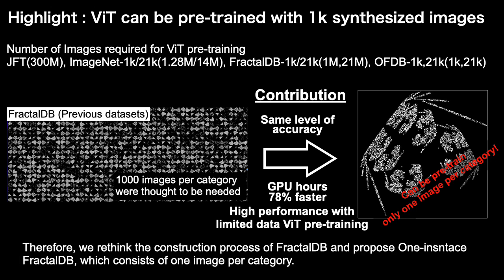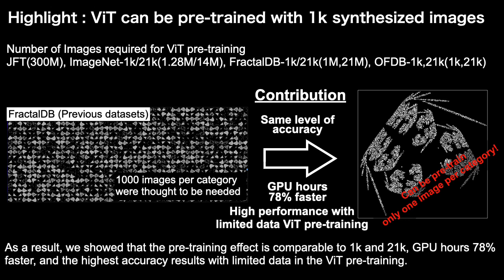Therefore, we rethink the construction process of FractalDB and propose One-Instance FractalDB, which consists of one image per category. As a result, we showed that the pre-training effect is comparable to 1K and 21K, with GPU hours 78% faster, and the highest accuracy results with limited data in ViT pre-training.